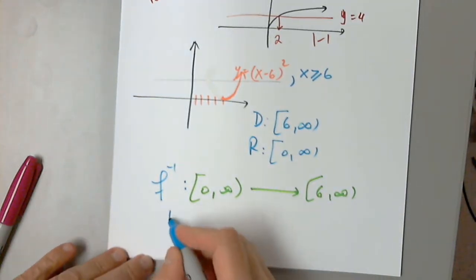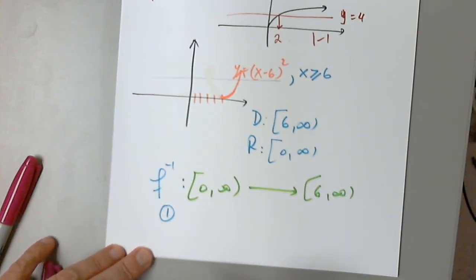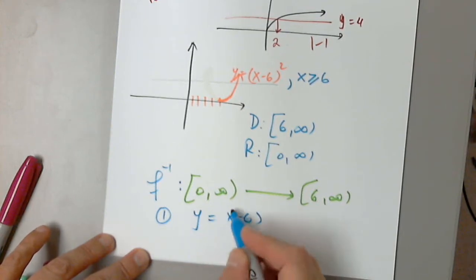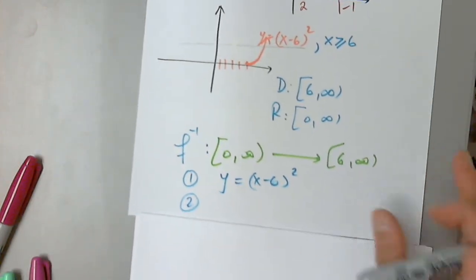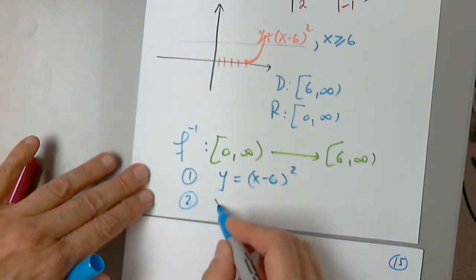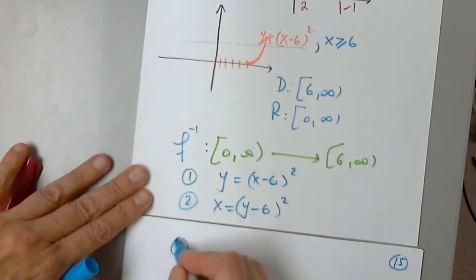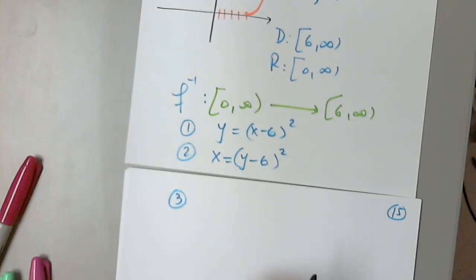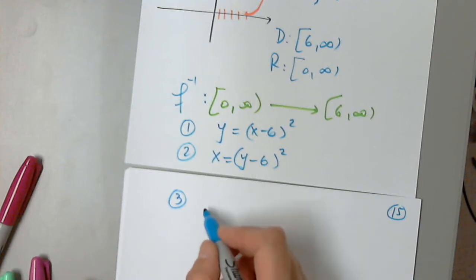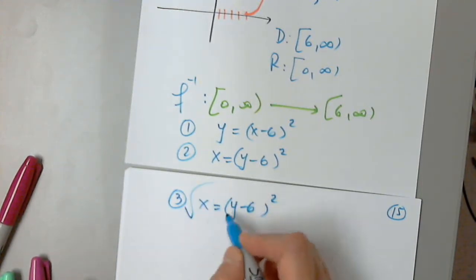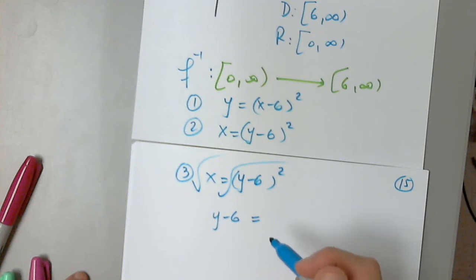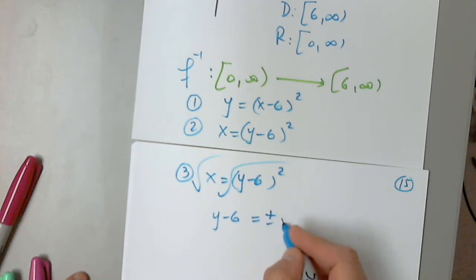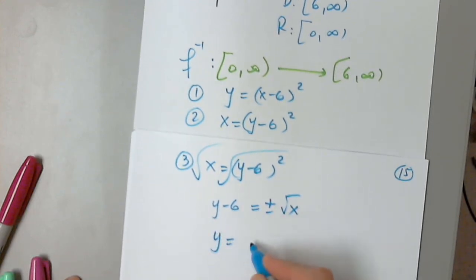So now let's find it. Step 1, I replace f of x with y. In step 2, swap x and y. So in step 2, I have x equals y minus 6, everything squared. In step 3, square root, very good. I'm solving for y, so I'm going to copy it here. So I have y minus 6 equals plus or minus the square root of x. Then y equals 6 plus or minus the square root of x.